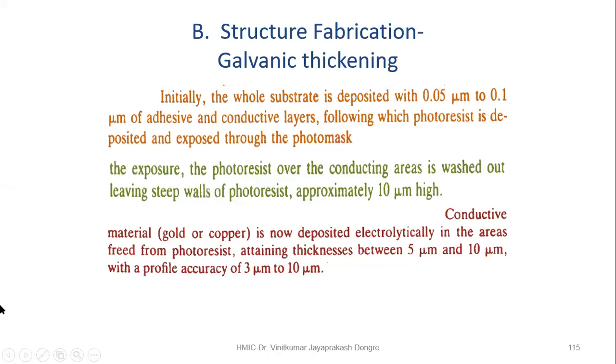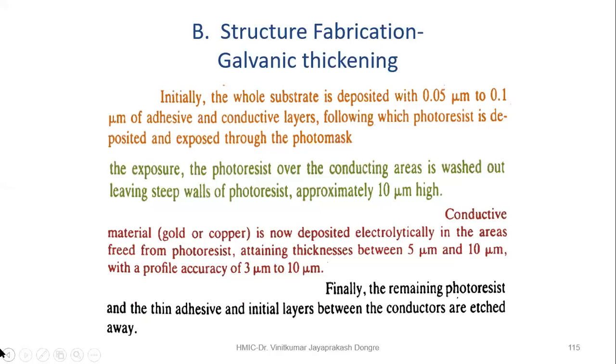Initially, the whole substrate is deposited with 0.05 micrometer to 0.1 micrometer of adhesive and conductive layers, following which photoresist is deposited and exposed through the photomask. After the exposure, the photoresist on the conducting area is washed out, leaving steep walls of photoresist approximately 10 micrometer high. Conductive materials, gold or copper, are now deposited electrically in the areas freed from photoresist, attaining thickness between 5 micrometer and 10 micrometer, with a profile accuracy of 3 micrometer to 10 micrometer. So this is the galvanic technique, thickening.